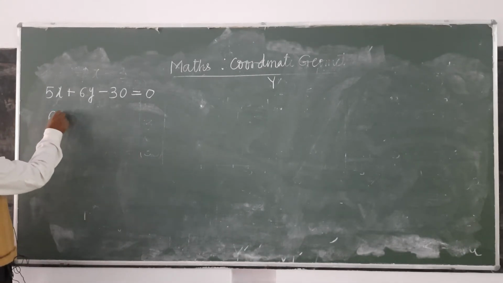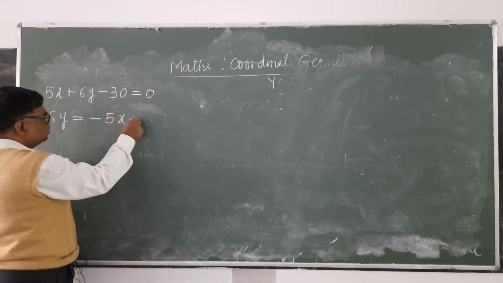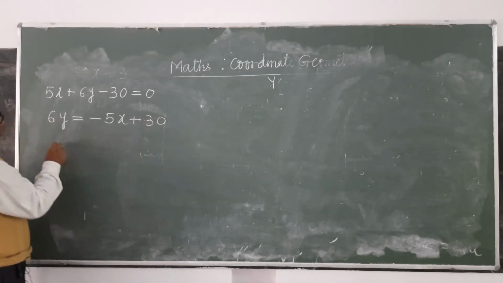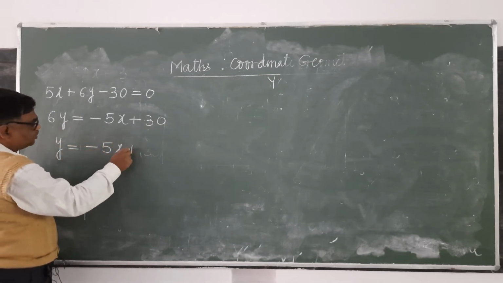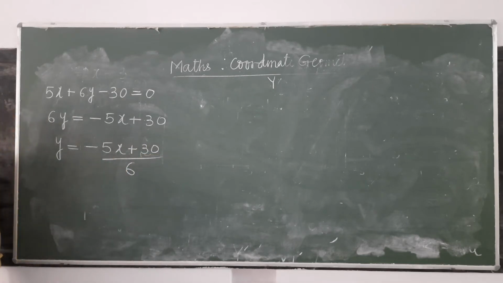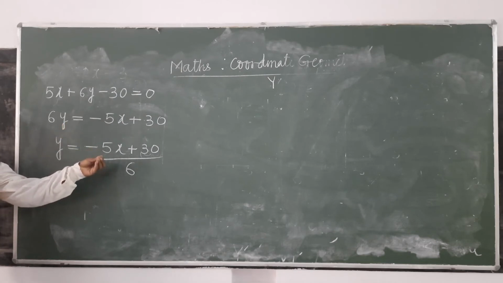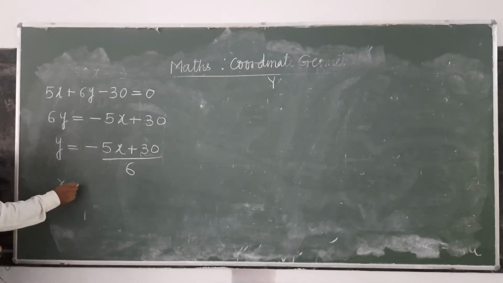What will be 6y? 6y will be equal to minus 5x plus 30. Then you divide by 6: y equals minus 5x plus 30 divided by 6. One thing you will keep in mind, you will take such values of x for which y is not very large, for which y is either in whole number or it is in 0.5. It is clear?